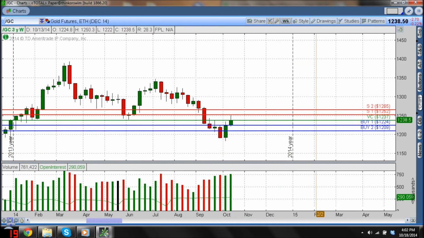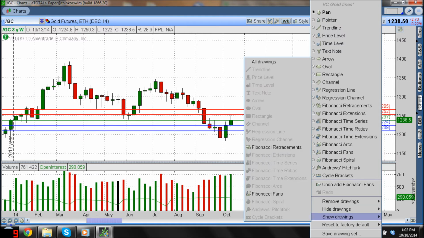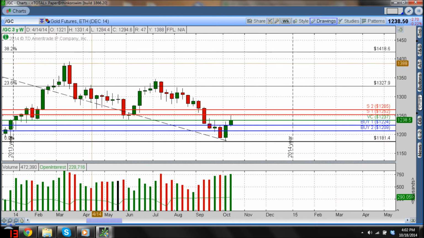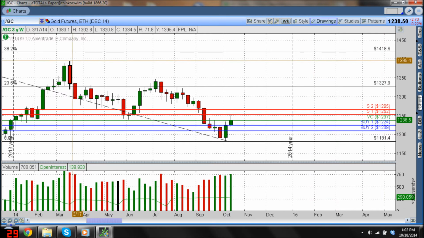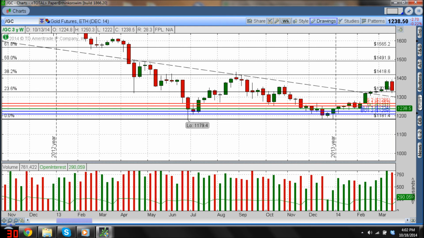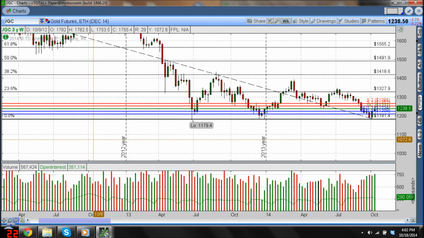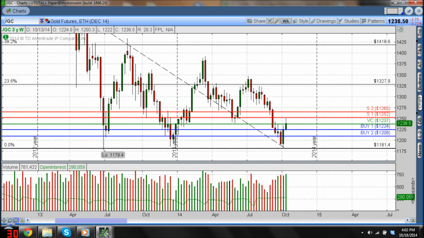Let's add the Fibonacci retracements that we're looking at, from the high that we made going back to 2011 of 1804 to the recent low, and see where this thing could be headed. Closing above 1265 puts in the target of 1328 as a 23.6% Fibonacci retracement.